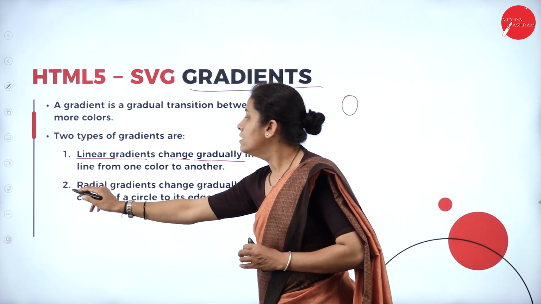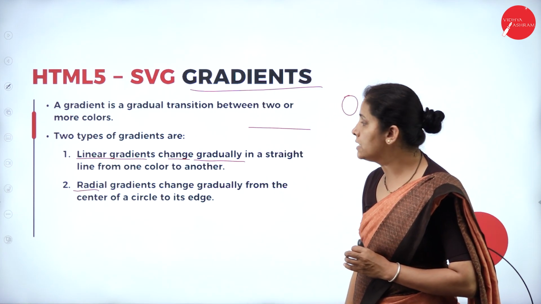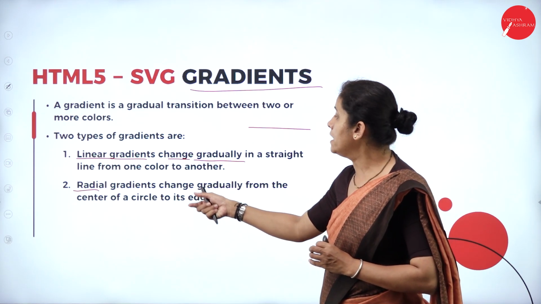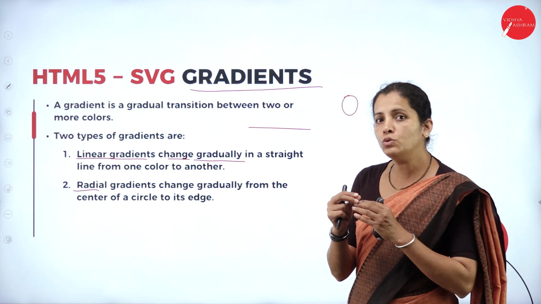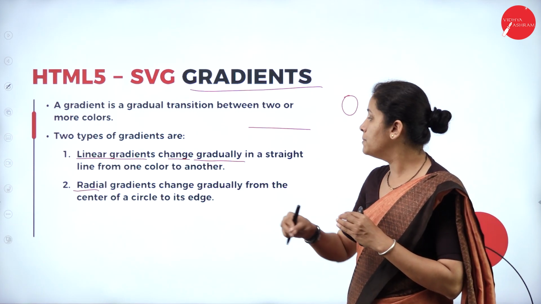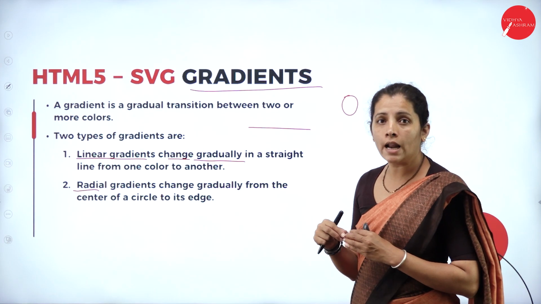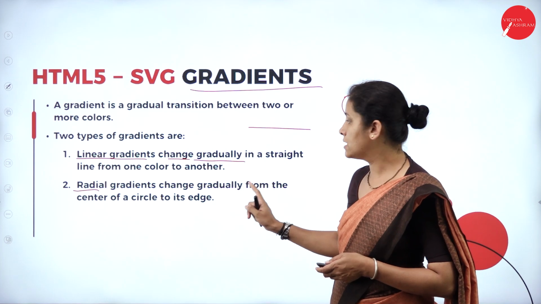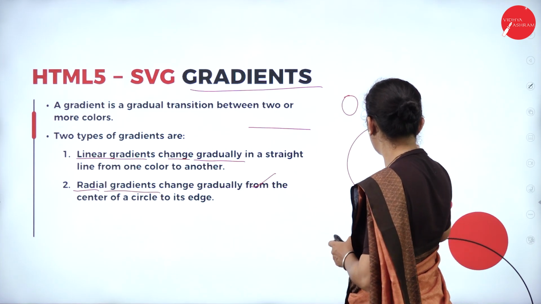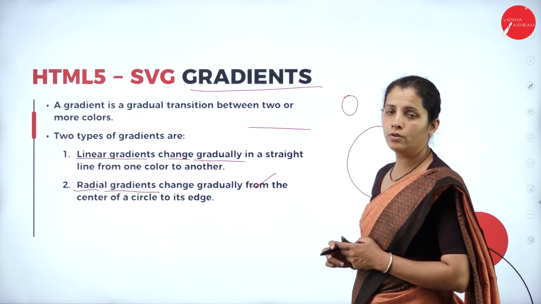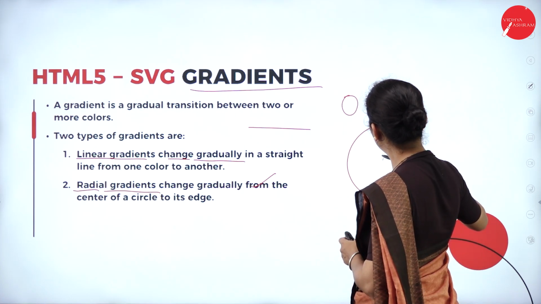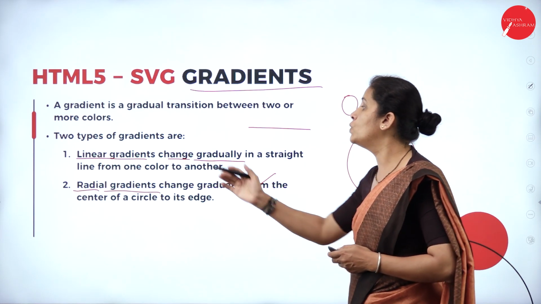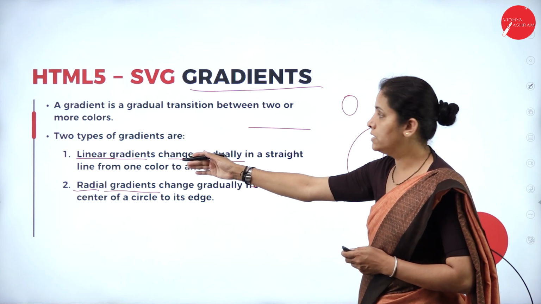And what about radial gradient? When I use a radial gradient in my circle, and I want to change the color gradually in my circle, I'll go with the radial gradient. So linear is for a line, radial is nothing but the circle. So I'll draw the circle. Think that this is the center. From the center, I want to change the color towards the edge of the circle, then I'll go with the radial gradient.